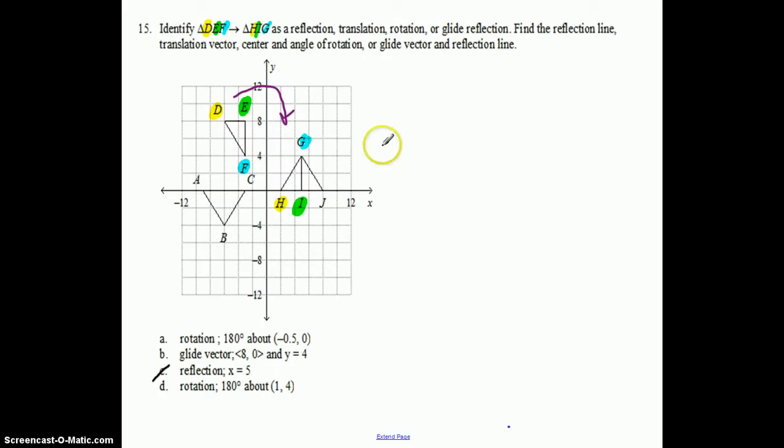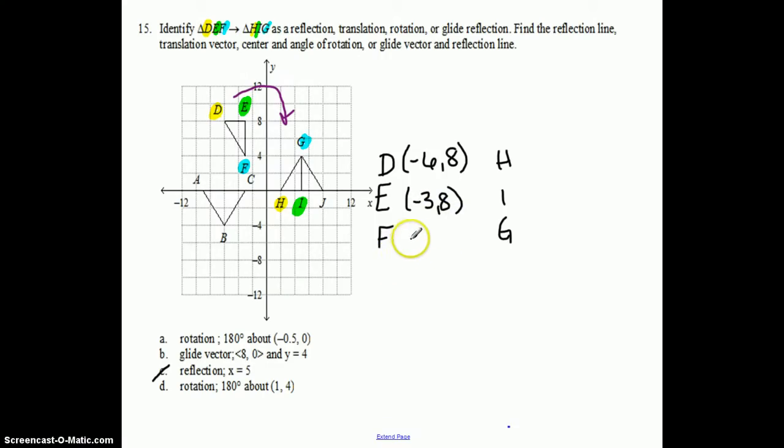But for the rest of these, it might help me to have a list of points for D, E, and F, and then a list of points for H, I, G, so we can see exactly how the points get moved. So D is (-6, 8). E is (-3, 8). F is (-3, 4). H is (2, 0). I is (5, 0). And G is (5, 4).